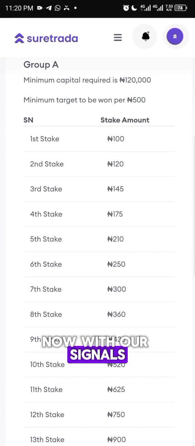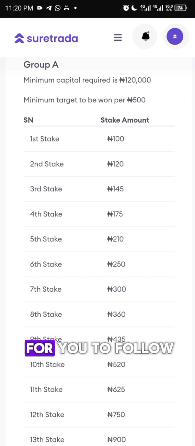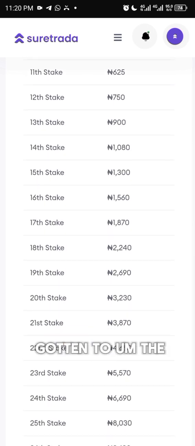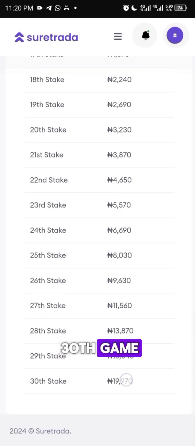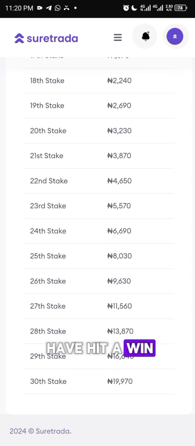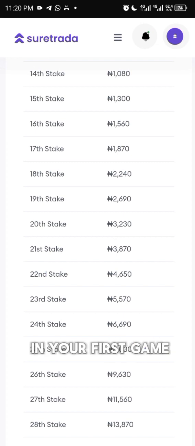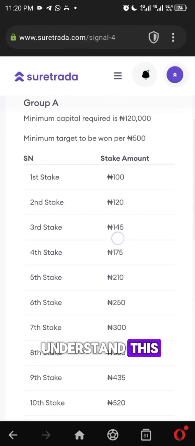Now, with our signals in place and with our strategy for you to follow, by the time you've gotten to the 30th game, you most definitely would have hit a win. We describe it as a boom. So once you have a boom, the boom can be in your first game. So you need to understand this. The boom can be in your first game.